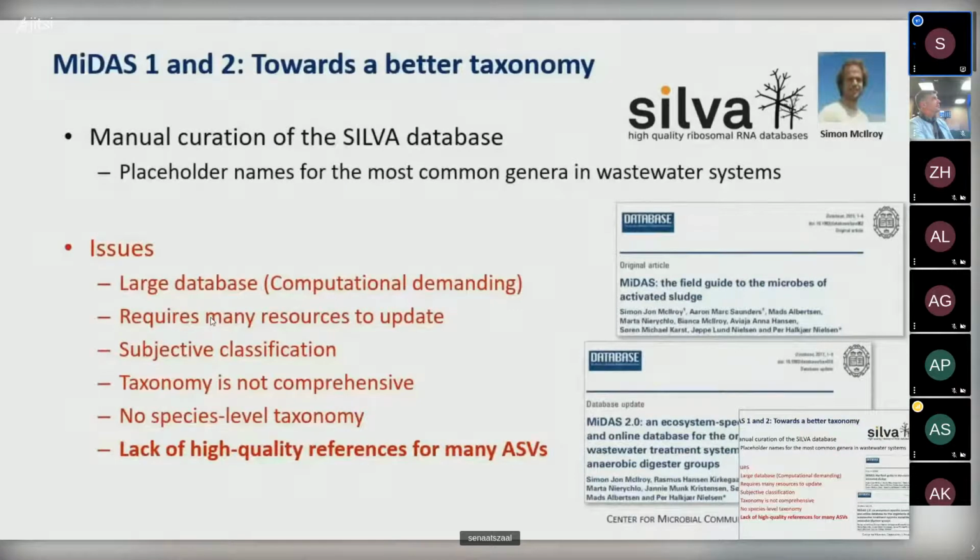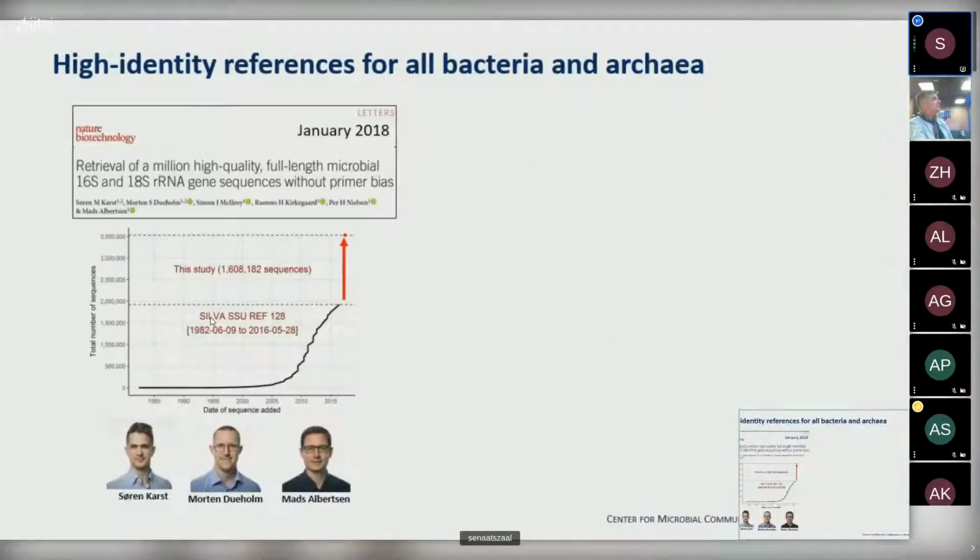As you probably know, DNA sequencing has really changed in the last couple of years. A couple of years ago, some of my colleagues and I developed a new method which allowed us to create millions of high quality full-length 16S and 18S rRNA gene sequences. And in one study, we created more or less the same number of sequences that there were in the SILVA database. And this provides some new possibilities.